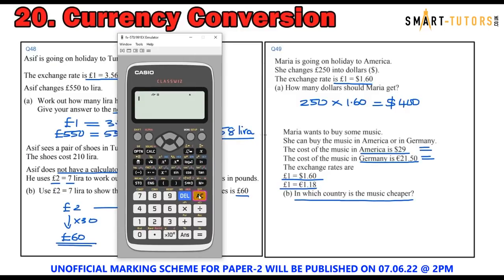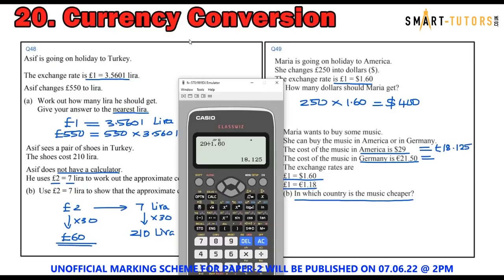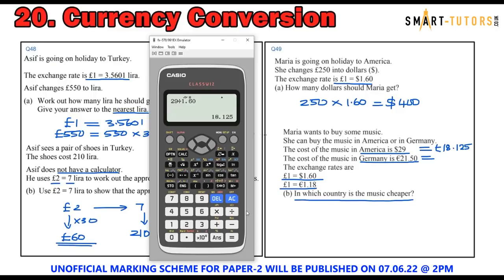You need to divide. So 29 American dollars divided by 1.60, which is the currency conversion. So that costs her 18.125 pounds. So this is pounds, 18 pounds roughly. For the safe side, I'm writing everything in the calculator display. You never know, sometimes the comparison is in decimals.